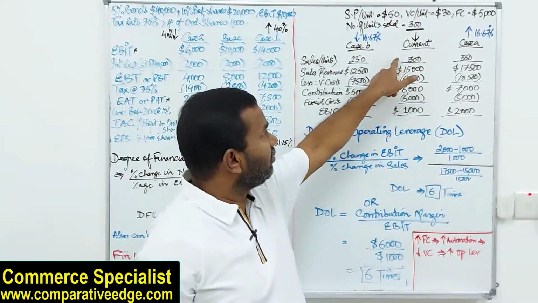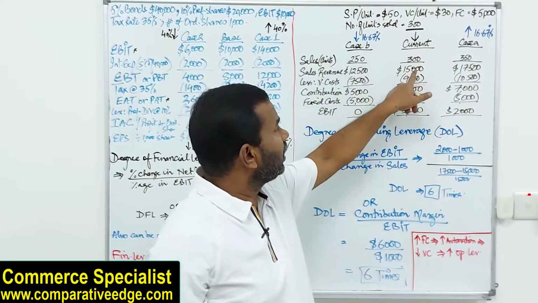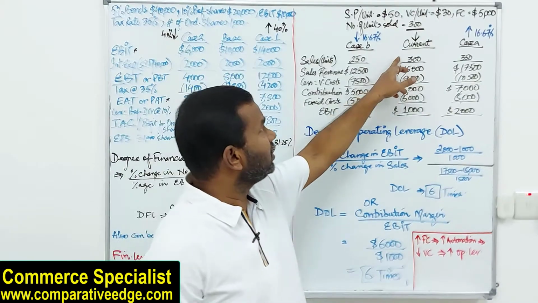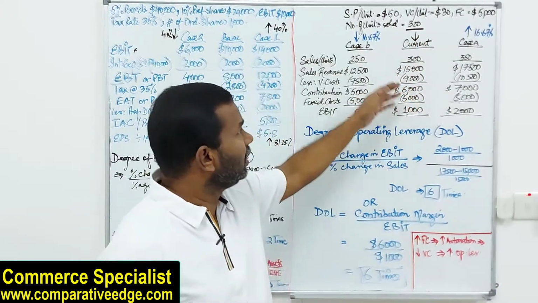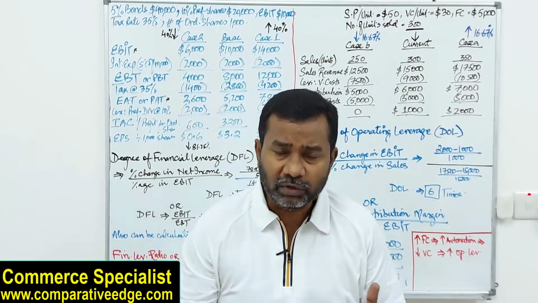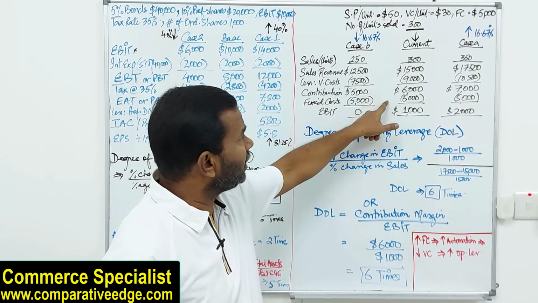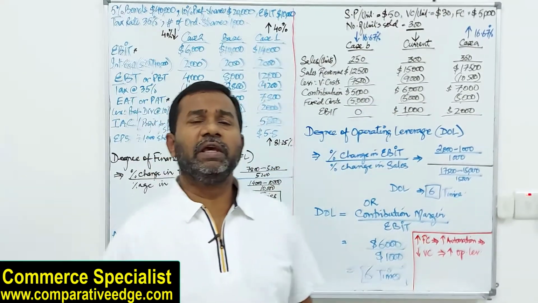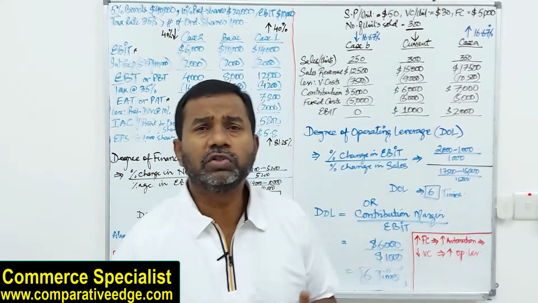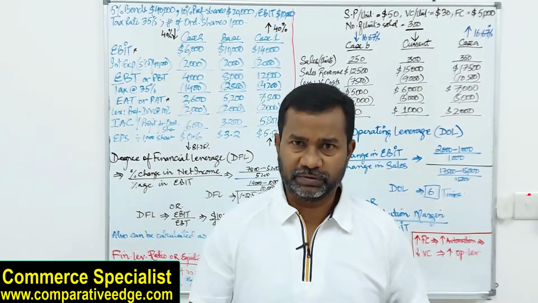If the company is selling 300 units, what would be the total sales? 300 multiplied by 50, you get 15,000. Likewise, variable cost for 300 units multiplied by 30, you get 9,000. You minus from sales your variable cost, you get contribution, an important term in marginal costing. From contribution, when you minus fixed cost, you get your EBIT. EBIT means earning before interest and taxes, also known as PBIT, profit before interest and taxes.